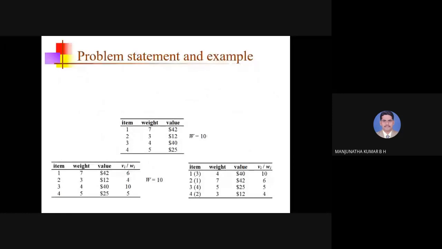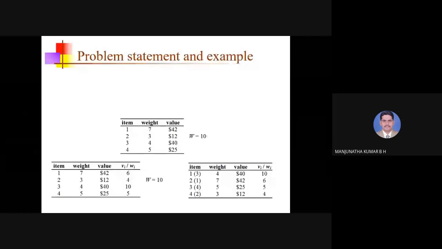Now this is the example given. We have to solve this problem using the branch and bound technique. The very first table you are observing, you will get a problem like this in your exam. The first column will tell you the item number. The second column is the corresponding weight of each item, and the third column is the value, the profit of each item. Big W means capacity. So in this example, I have taken 10 as the maximum capacity of the knapsack.